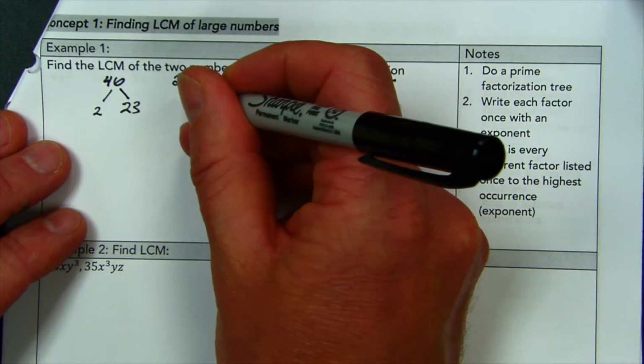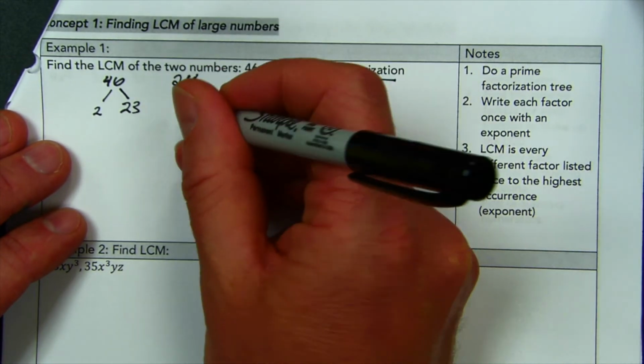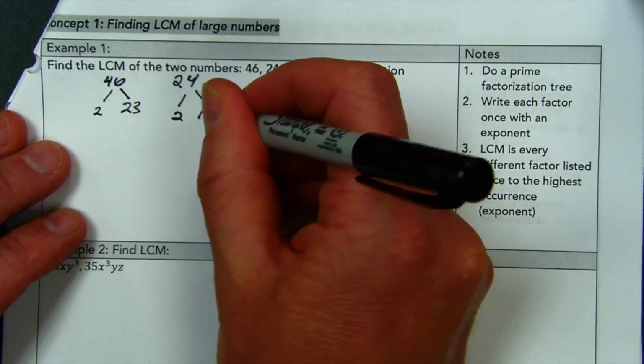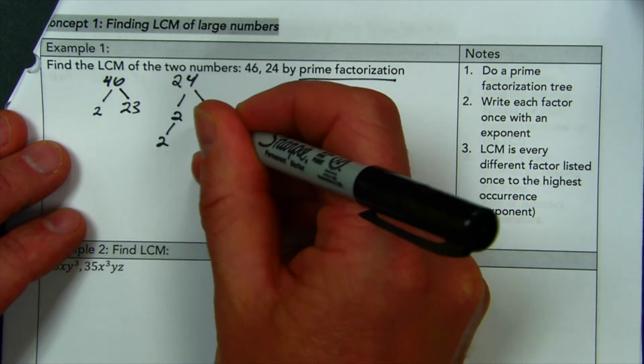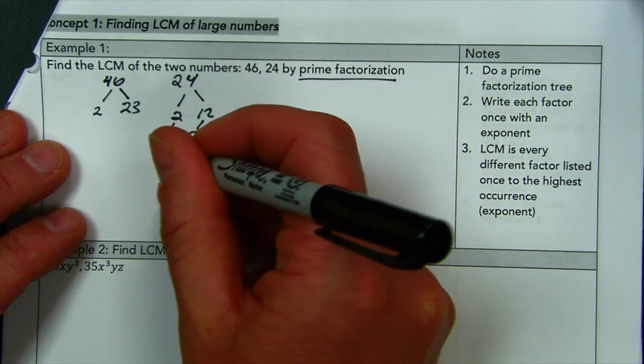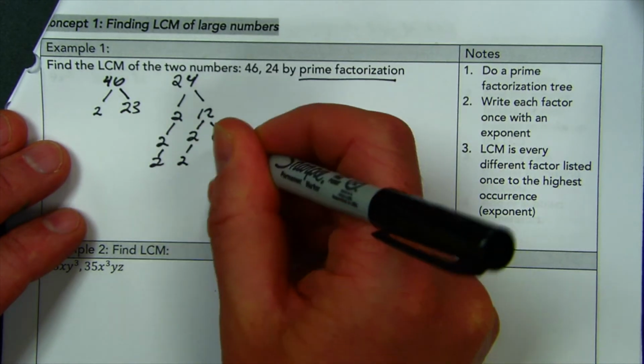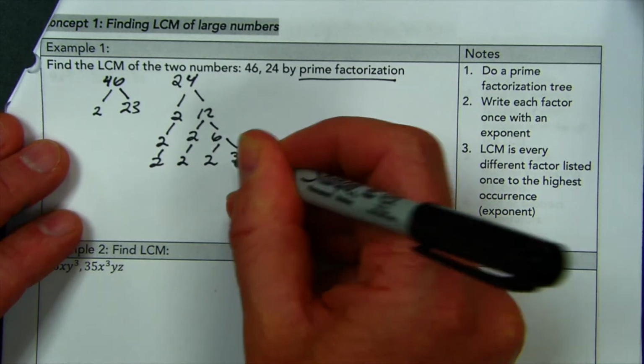Okay, so we're going to do 24. It's even, so I'll just do 2 times 12. I bring down this 2, and I got 2 times 6. Bring down the 2s, and I got 2. 6 is 2 times 3.